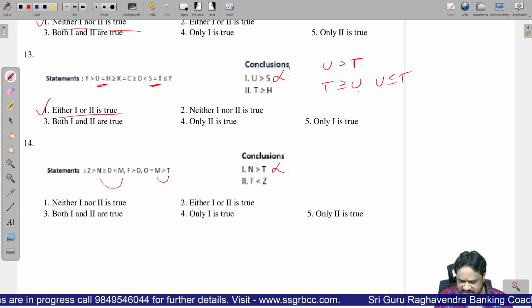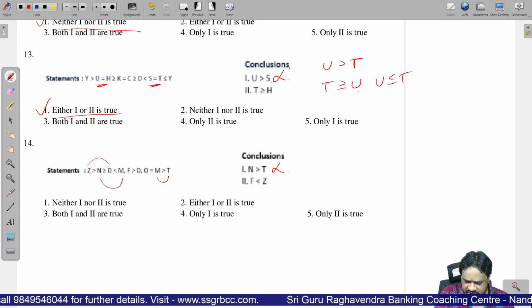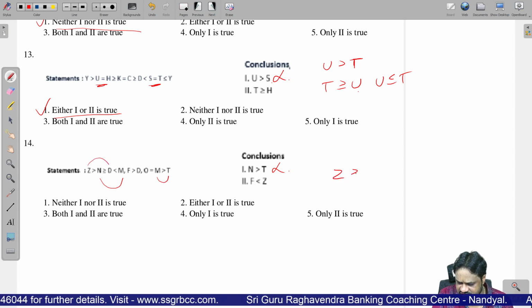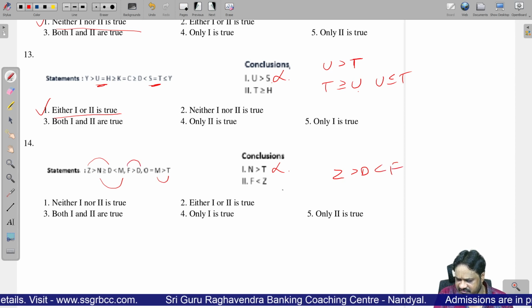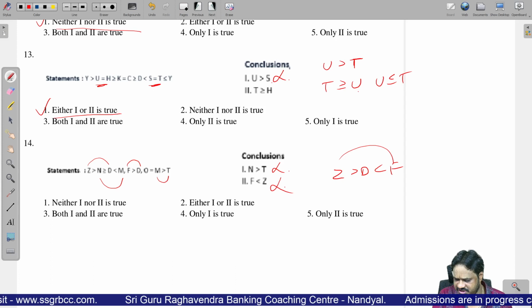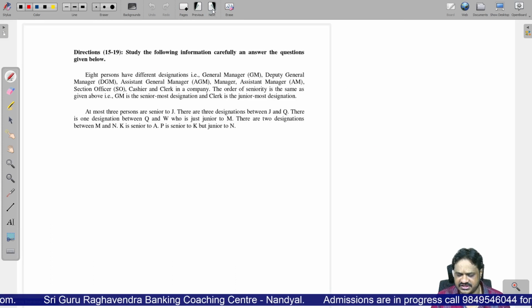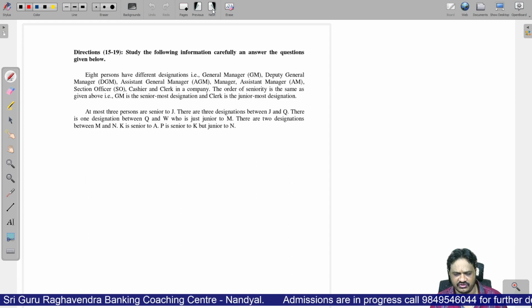F less than Z. Now, between Z and D the symbol is greater than, so Z greater than D. Between F and D the symbol is greater, so D less than F. There is no common symbol between Z and F. Therefore, the second one also does not follow. Let us see the next question, 15 to 19.